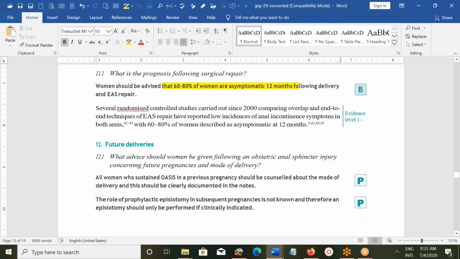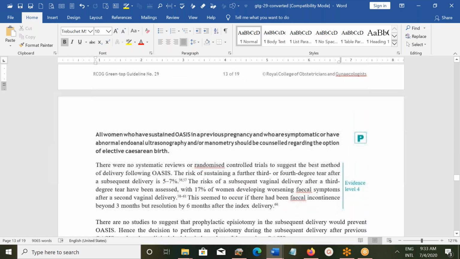So what should be the plan for future deliveries? We have to tell them that the mode of delivery should be normal delivery, and it should be documented in the notes. We have to tell them that episiotomy has no role. It should not be given prophylactically, only selectively when it is really required. If the woman sustained OASIS in the previous pregnancy and continues to be symptomatic, then we have to do an endoanal ultrasound, and if some abnormality is recorded, such women should have delivery by elective cesarean section.